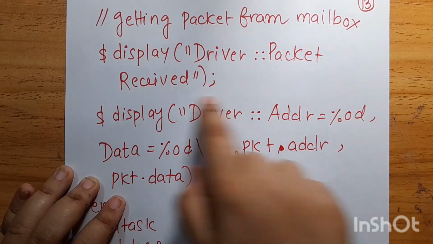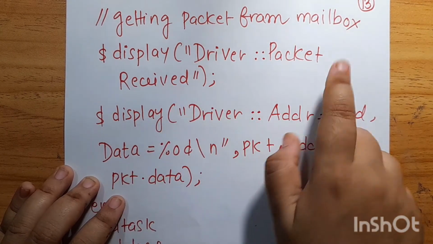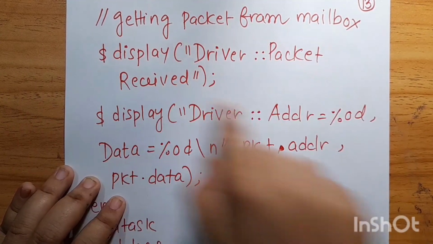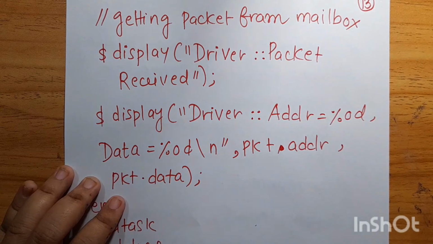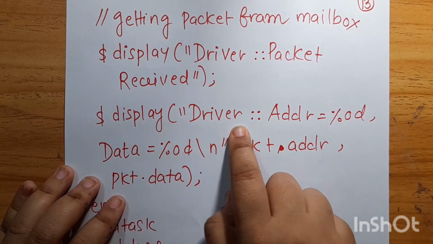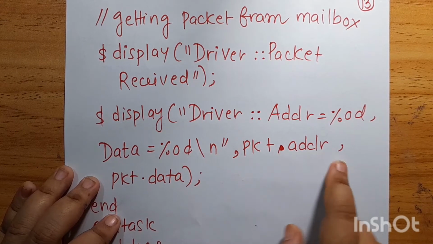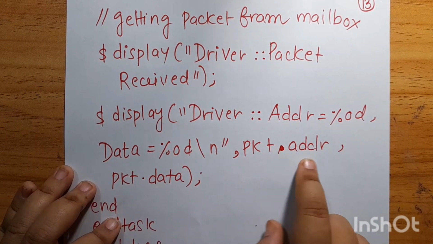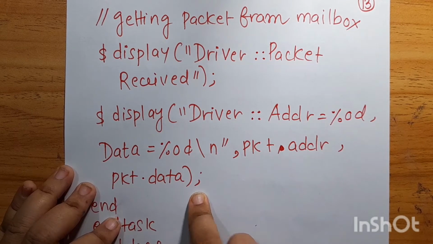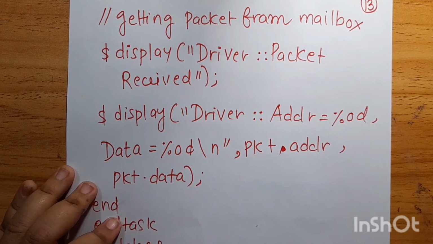So I have to display the content in the driver class. So first $display "driver packet received". This message should come from the driver class only, so driver has been mentioned. Then $display "driver address equal to %0d, data %0d", comma, packet.address and packet.data. So here I am getting the address and data for the respective packet.